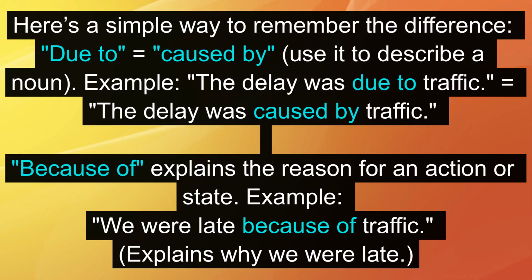Here's a simple way to remember the difference. Due to equals caused by. Use it to describe a noun. Example. The delay was due to traffic. Equals the delay was caused by traffic. Because of explains the reason for an action or state. Example. We were late because of traffic. Explains why we were late.